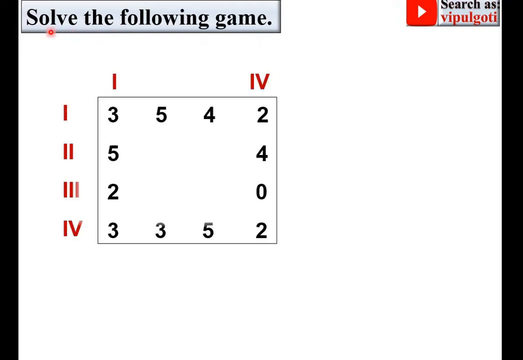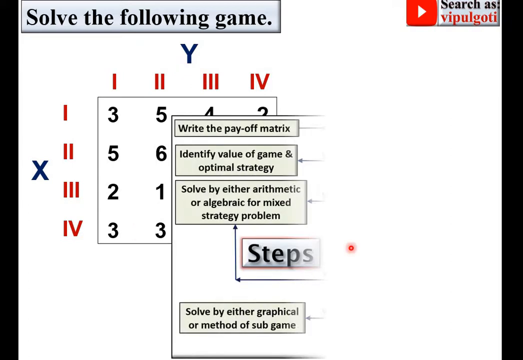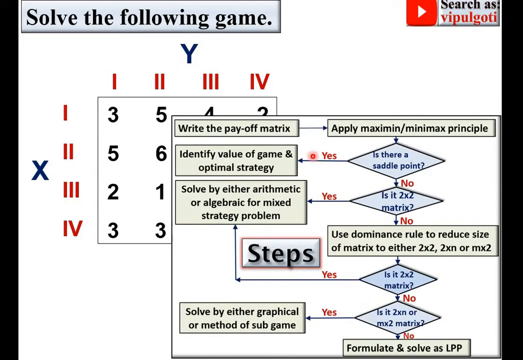So now let's take one example of the game theory problem. So here is the description. Solve the following game. This payoff matrix is given to you. So let's say there are two players X and Y. Let's see the steps of the game theory problem. First step, write the payoff matrix. Here the payoff matrix is given to you.